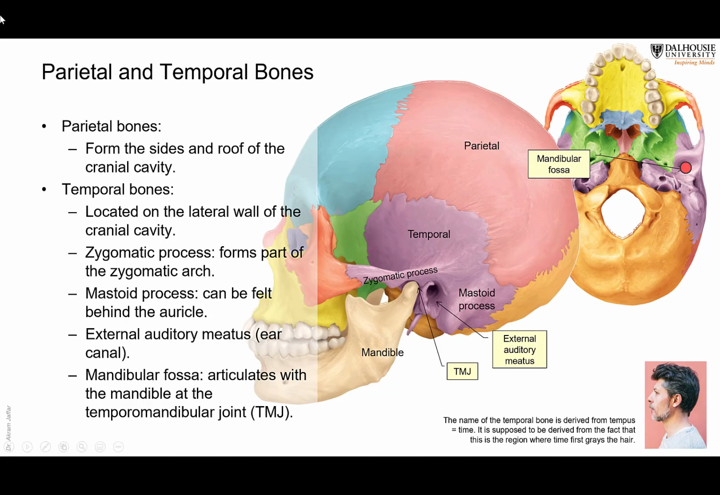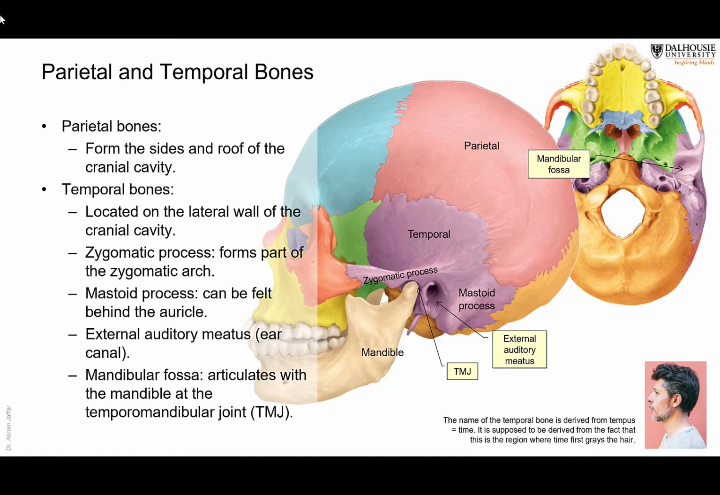You can see it from below. This is a view of the skull from below. It's called the mandibular fossa because it is here that the mandible articulates with the skull. So this joint is specifically called the temporomandibular joint because the mandible articulates with the temporal bone of the skull at the mandibular fossa of the temporal bone. So it's called the temporomandibular joint.